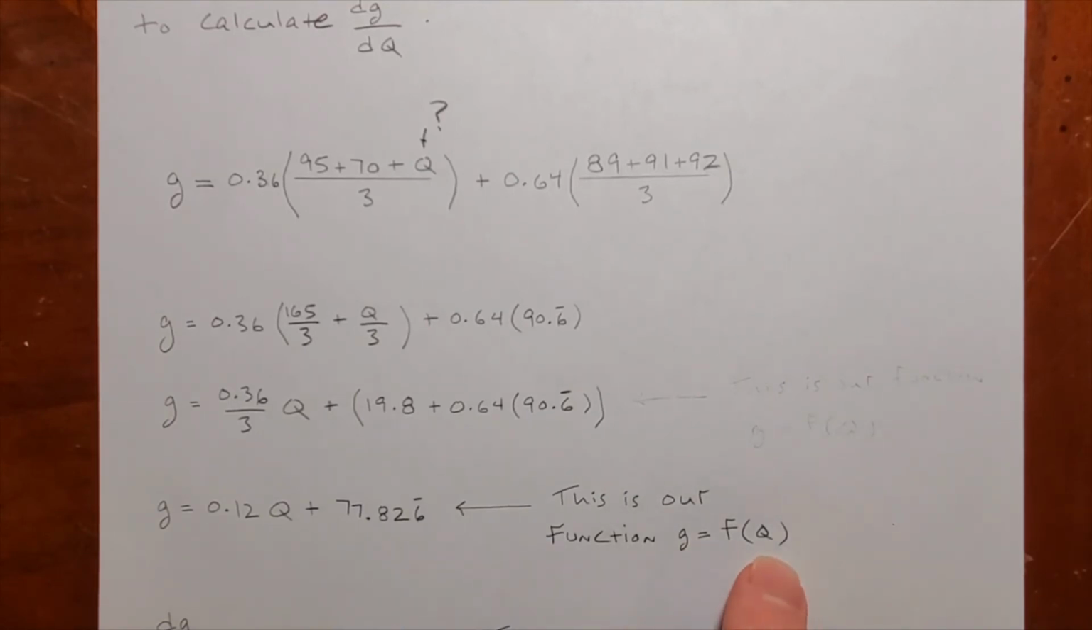So there's our function. G is a function of Q. So when you at some point know your last quiz grade, put it in here. That's what you're going to get as a final grade in the class. If you don't even take the last quiz, you'll get a 77.8.